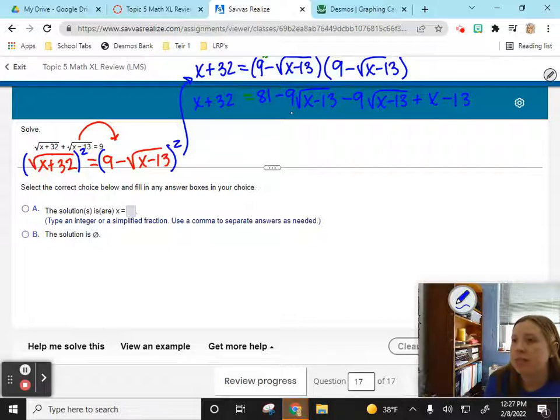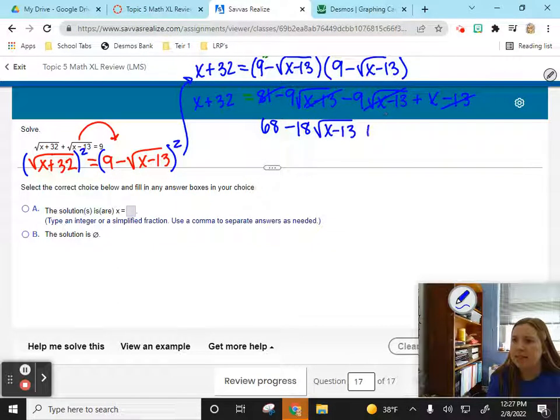I see some like terms that I can add together. 81 minus 13 is 68. Negative 9 radical x minus 13 minus 9 radical x minus 13 is negative 18 radical x minus 13. So I added those together. And then my plus x has nothing to go with. That equals x plus 32.